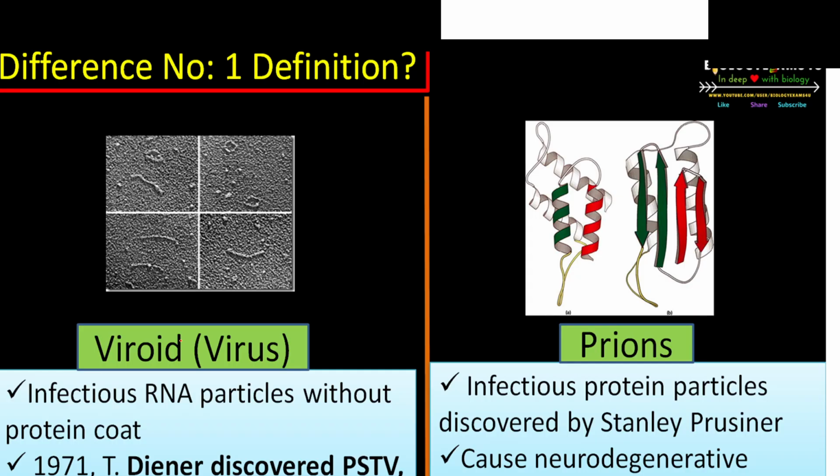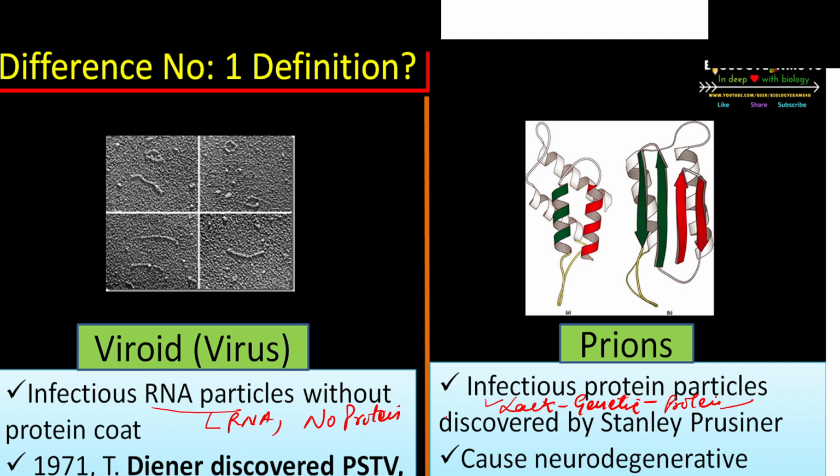So the basic difference between the viroid and the prion is, viroid is generally composed of a smaller structure of RNA and it has no protein coat. But if we compare the prion with the viroids, the prion generally lacks the genetic material, but it is mainly composed of protein particles. So in case of viroid, the protein coat is absent but RNA is present, but in case of prions, the protein coat is present but it lacks the genetic material.